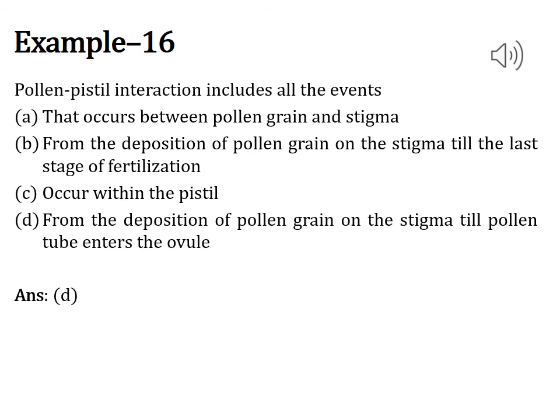C, occurs within the pistil. This is also not right, because it only covers receiving the pollen grains. And D, from the deposition of pollen grains on the stigma till the pollen tube enters the ovule. So only till the entry, fusion is not there. Okay, that is called as what? The answer is like this: from the deposition of pollen grains on the stigma till the pollen tube enters the ovule. So answer is D.